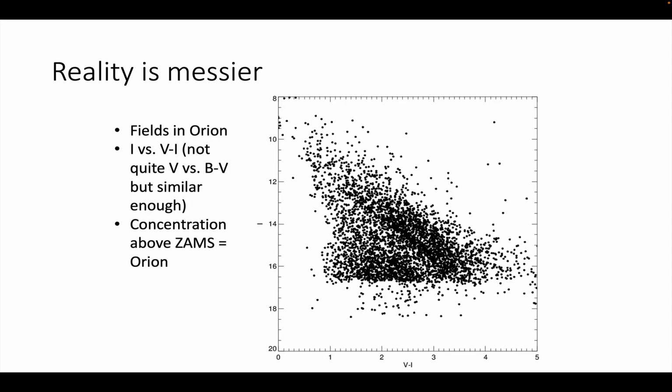Okay. This is what everyday reality looks like, and it's messier. So this is several fields in Orion, actually, out of part of my thesis. This is not corrected for distance. This is observed I band versus V minus I. It's not quite V versus B minus V, but in this context, it's similar enough. And you can see by eye that there's this concentration here, and then there's a gap, and then there's this. Okay, this concentration is the group of stars that are likely members of Orion, because in Orion we've got a dark cloud blocking out most of the background. This is mostly foreground stuff, and that's stars in Orion.